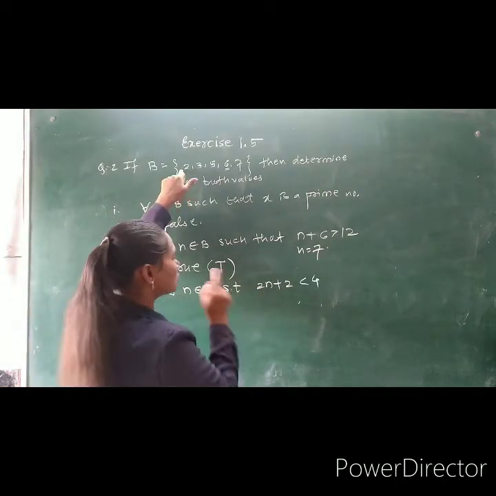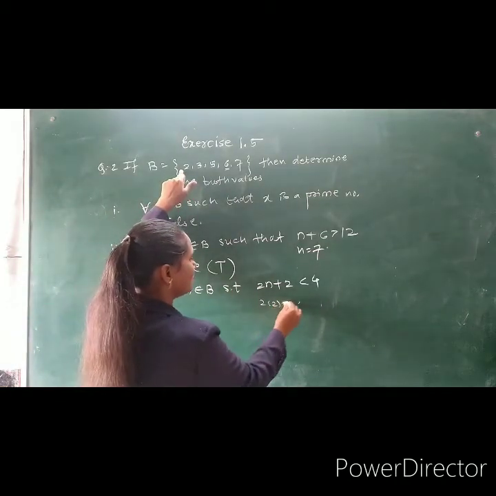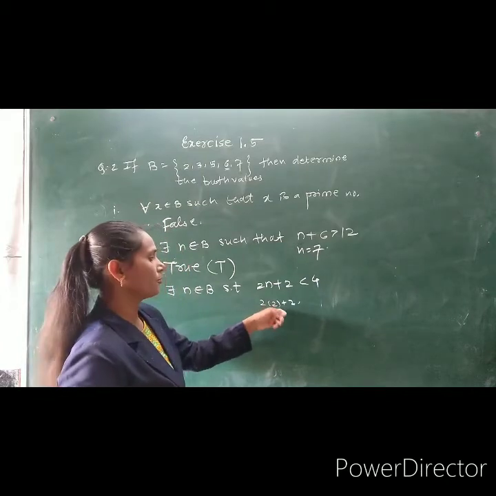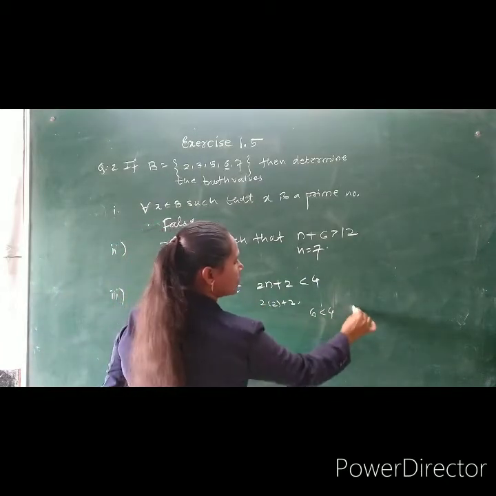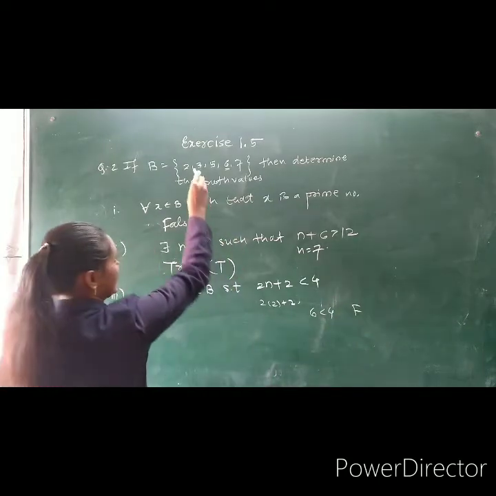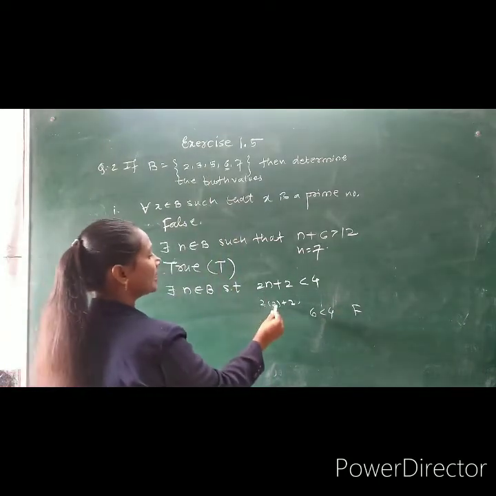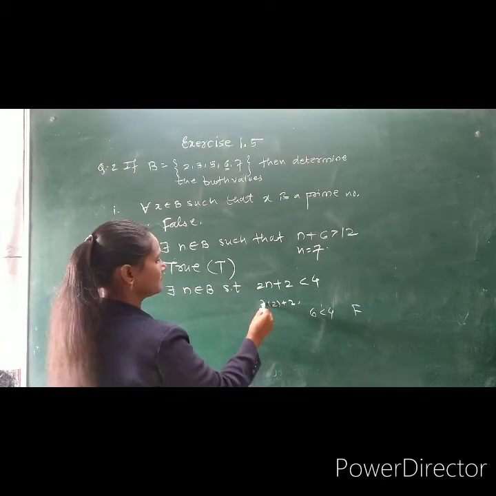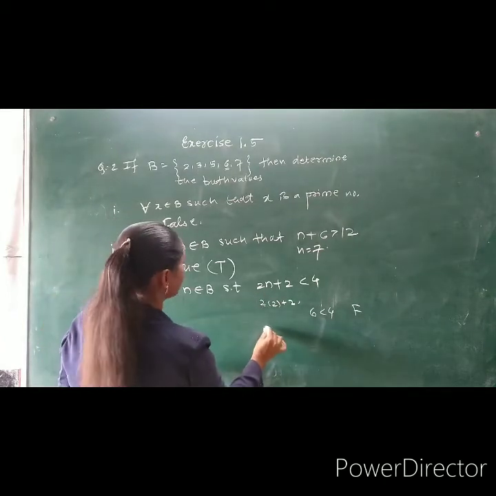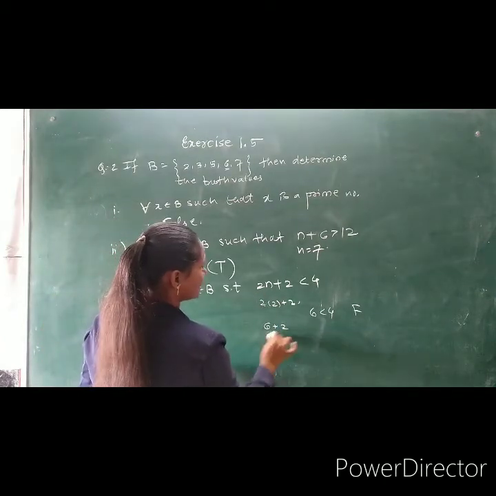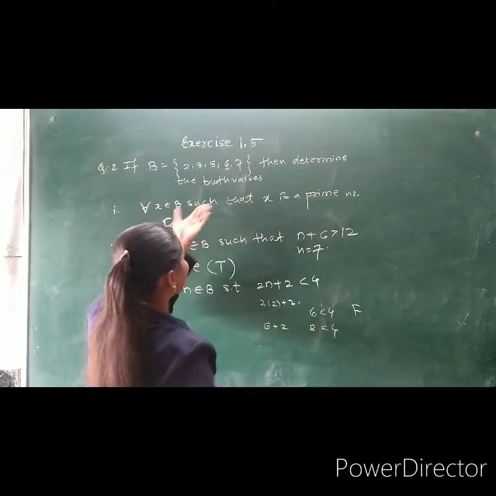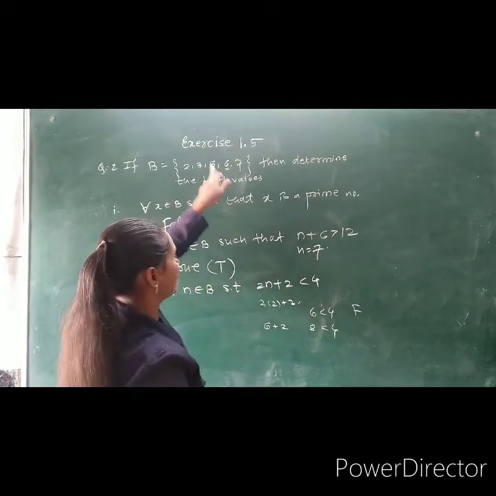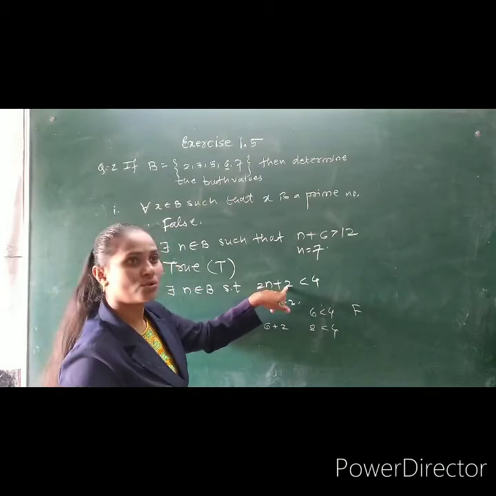So if we take 2, 2 into 2 is 4, 4 plus 2 is 6. 6 less than 4, false. Next, if we take 3, 3 into 2 is 6, 6 plus 2 is 8. 8 is less than 4? False. Again, if we check this value, 5: 5 into 2 is 10, 10 plus 2 is 12.